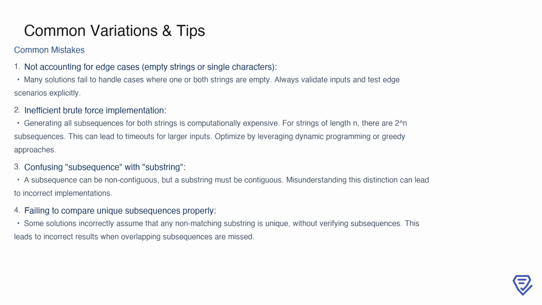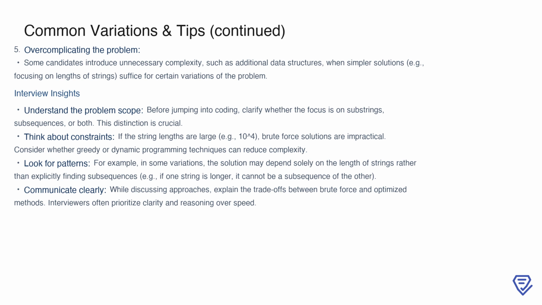Additionally, it's important to remember the distinction between a subsequence and a substring. A subsequence can be non-contiguous, whereas a substring must be contiguous. Confusing these concepts can lead to flawed logic. Lastly, some solutions fail to properly compare unique subsequences, mistakenly assuming that any non-matching substring is unique. This oversight can result in missed cases where overlapping subsequences are not correctly handled. Another mistake to avoid is overcomplicating the problem. Some solutions introduce unnecessary complexity, such as using extra data structures, when simpler methods, like focusing directly on the string lengths, can solve certain variations more efficiently.